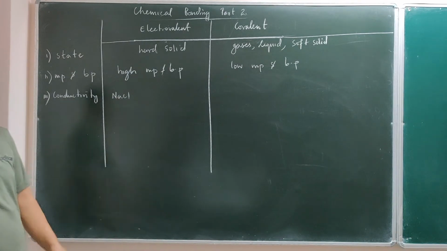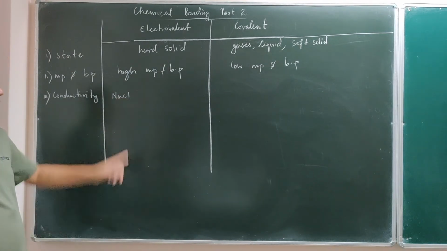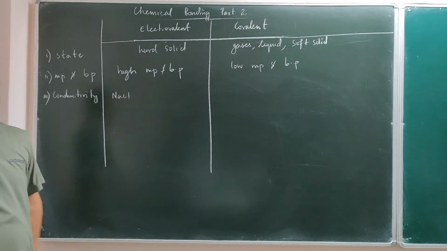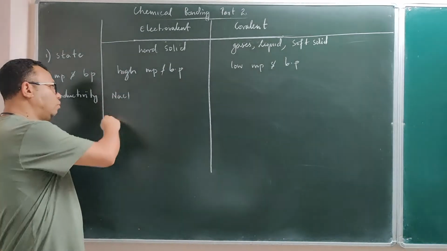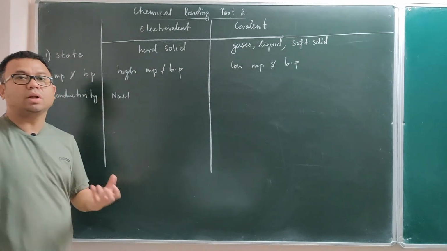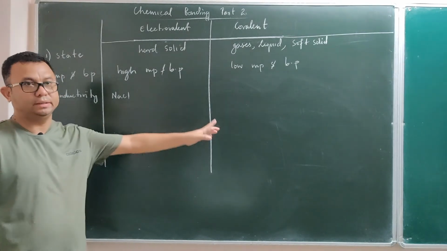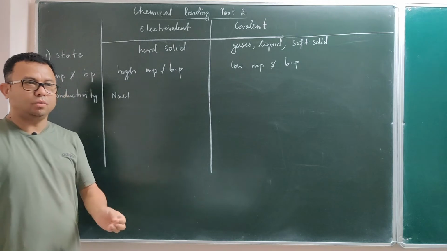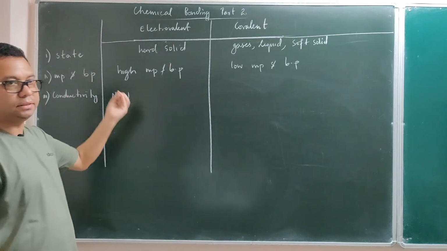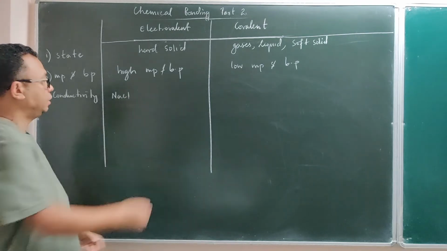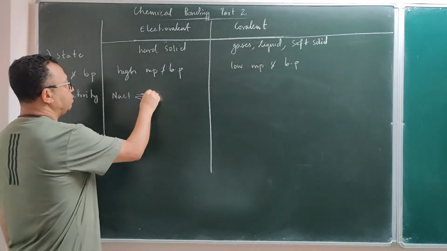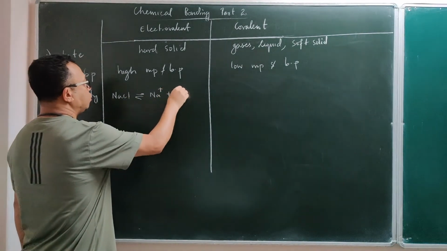Sodium chloride is a molecule, but this molecule can be changed into ions very easily. Two conditions are possible: either you add water, and because of the polar nature of water, it will break into ions. Or you can heat it so much that it melts, and when it melts, it also forms ions. So sodium chloride will break to give you sodium ion and chloride ion.